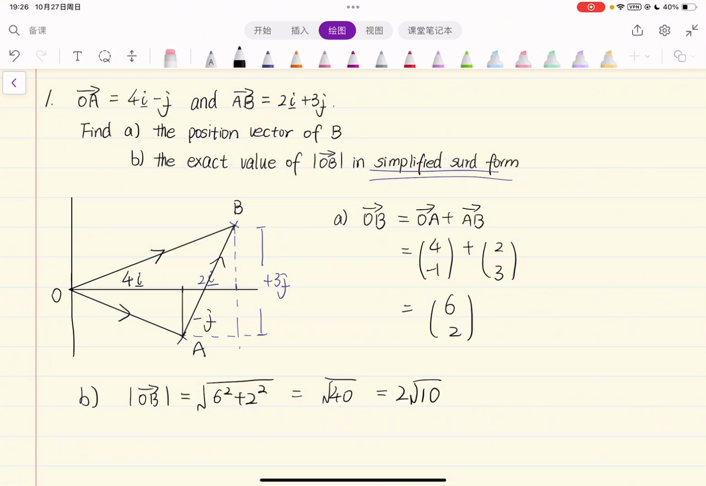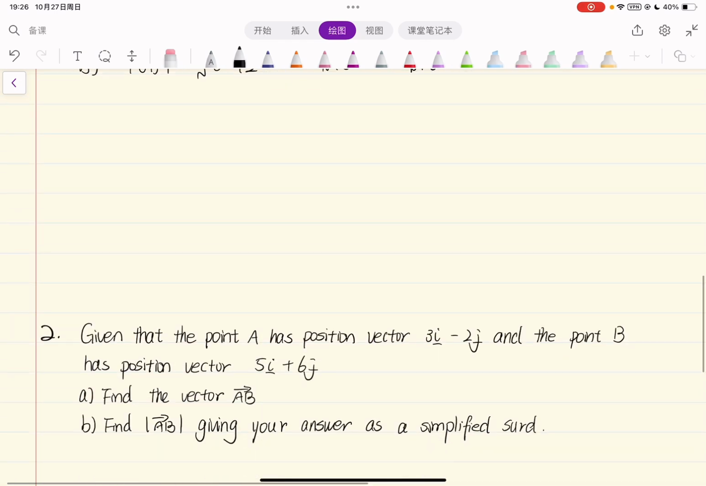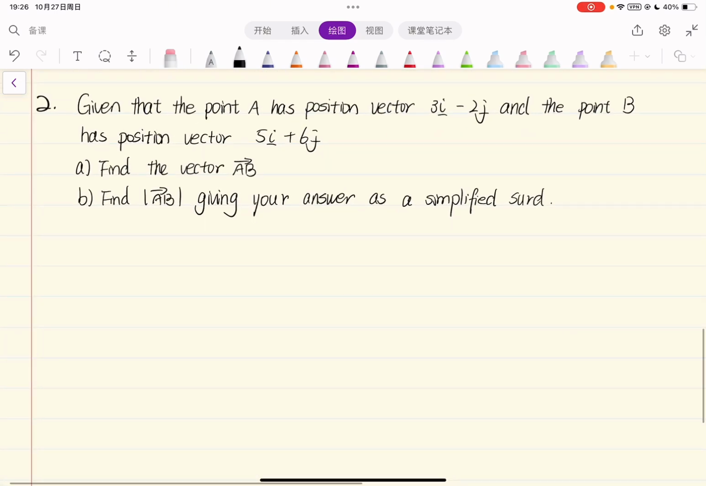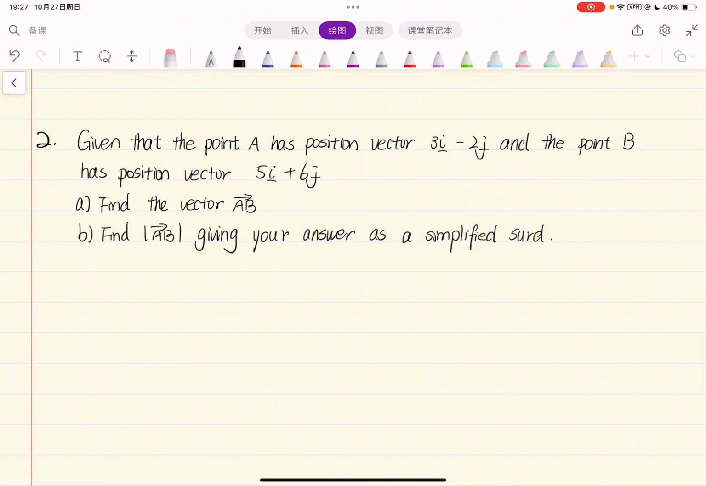Now let's move on to question 2. Given that the point A has a position vector 3i minus 2j, and the point B has a position vector 5i plus 6j, part A asks you to find the vector AB. From the question, the point A has a position vector 3i minus 2j, which means the vector OA equals 3i minus 2j. And the point B has a position vector 5i plus 6j, so the vector OB equals 5i plus 6j.